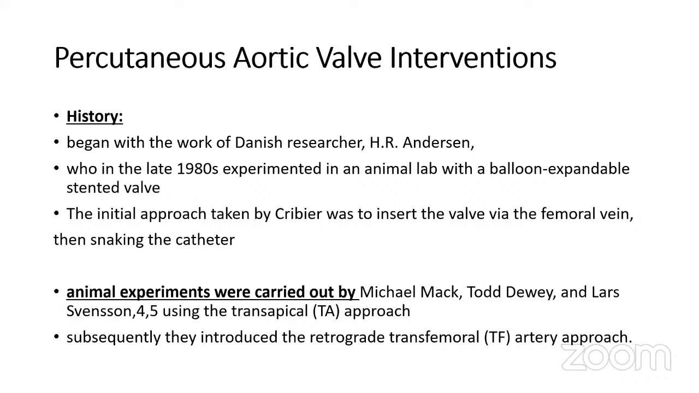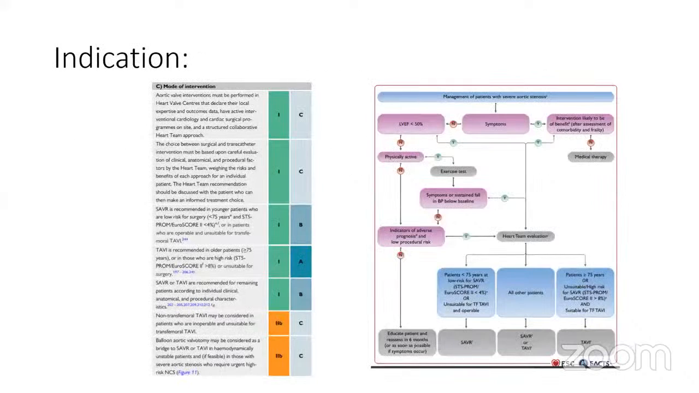Animal experience was carried out at the same time by Michael Mack and Todd Dewey with Lars Svensson using the transapical approach. Subsequently, they introduced the retrograde transfemoral artery approach, which is the era we are in now. As an indication or guideline by the European Society for managing aortic stenosis and the TAVI choice, SAVR is recommended in younger patients who are low risk for surgery, less than 75.